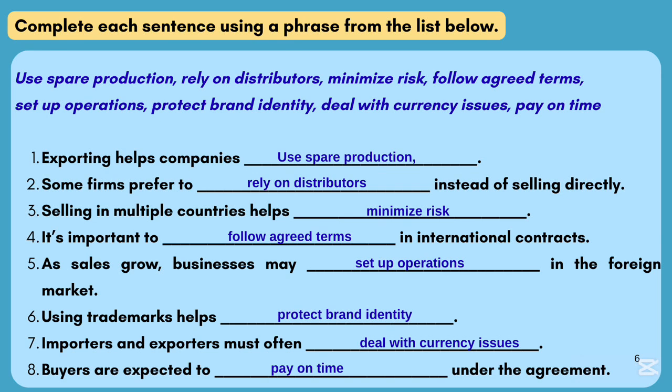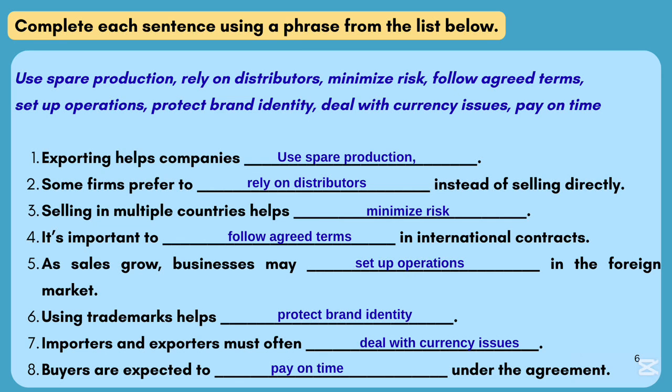Question 3. Selling in multiple countries helps minimize risk. Because relying on one market is dangerous if sales drop. If something goes wrong in one country, the business still earns from others. This strategy helps smooth out profits over time. For example, if sales fall in the UK, they may still grow in Canada.